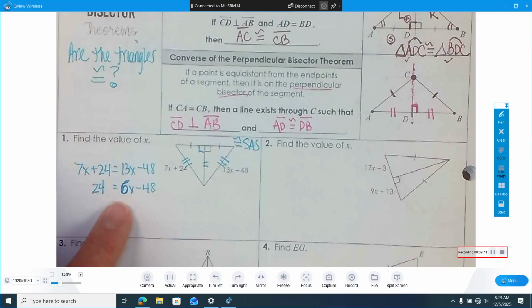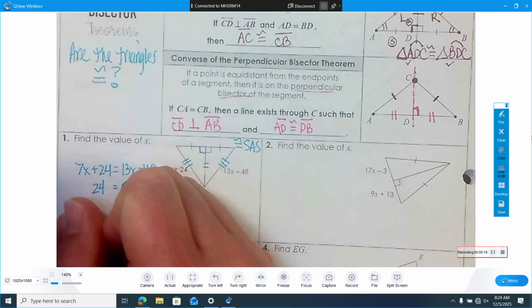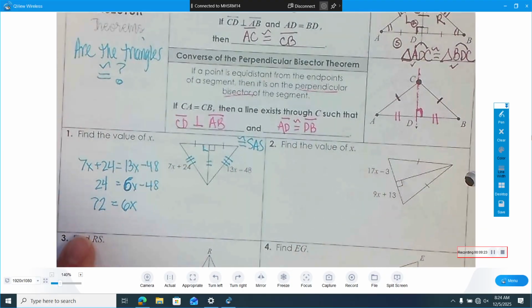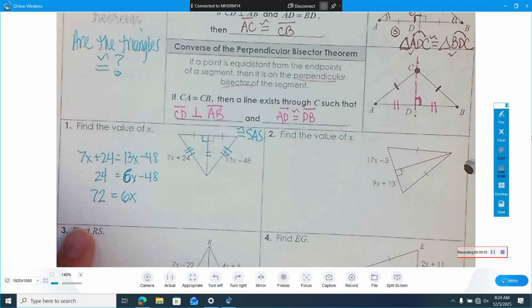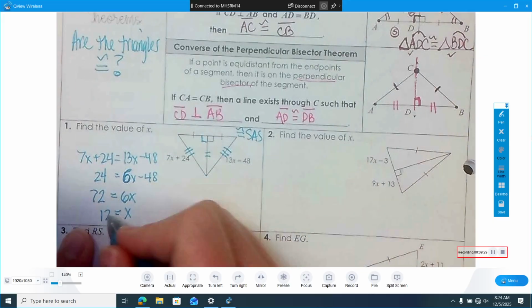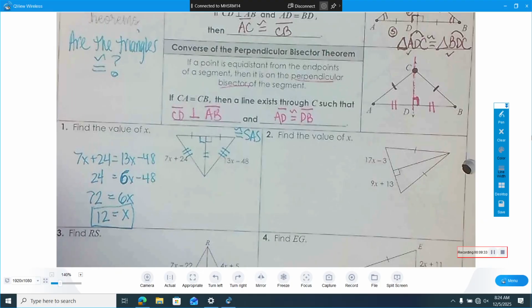All right, and then I need to add 48. So add 48, 72 equals 6x. And then divide by 6, we get x equals 12. Okay, and it did ask us to find the value of x there, so we're good to go.